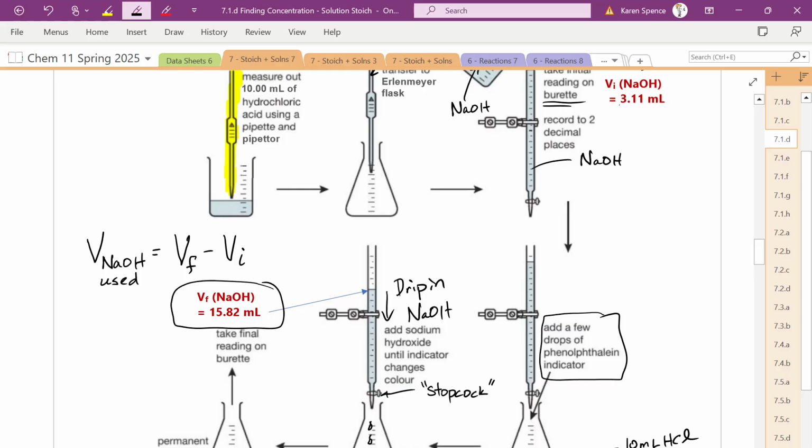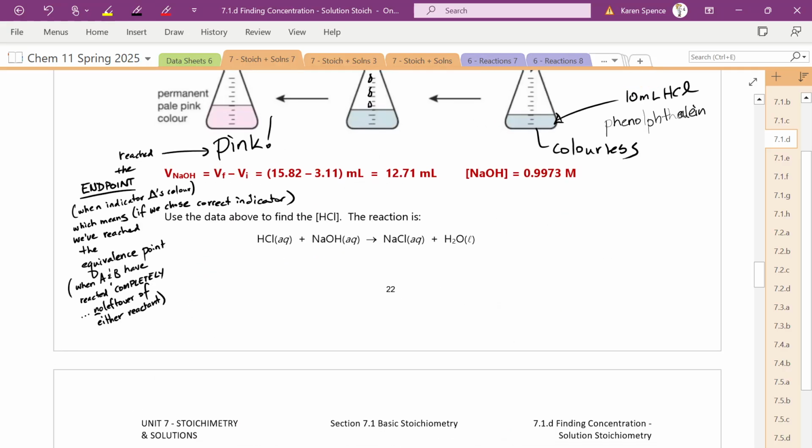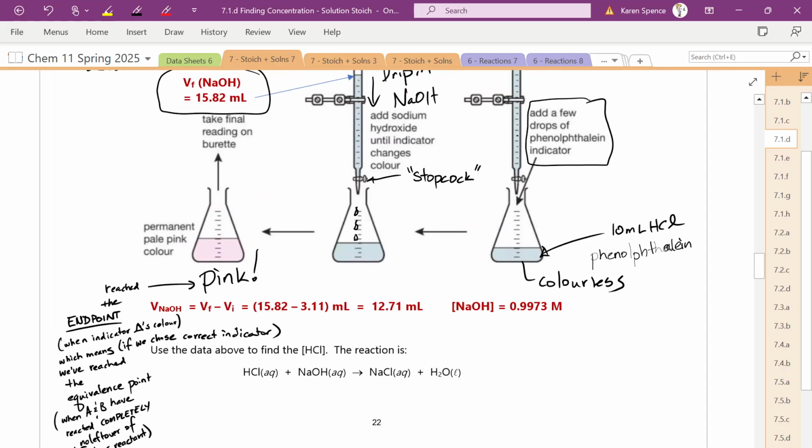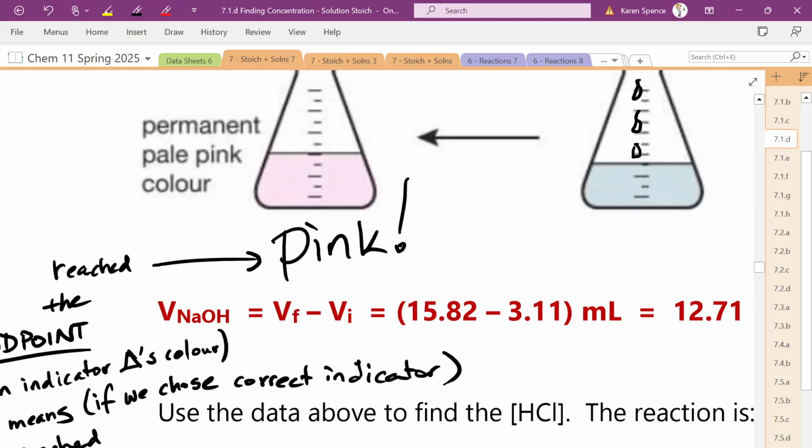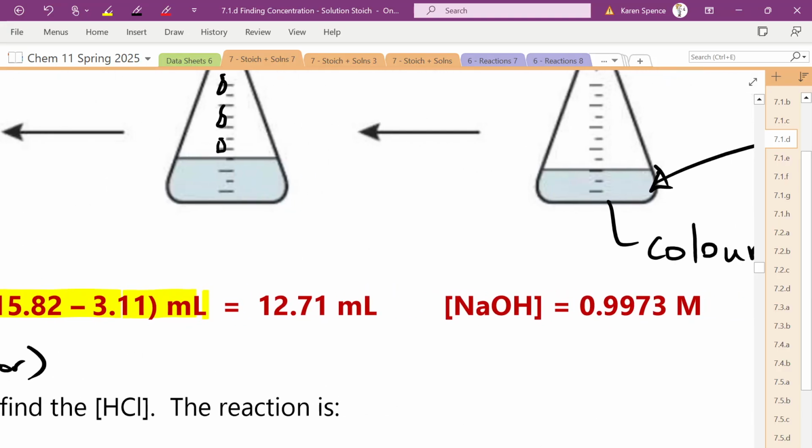I probably have the calculation down at the bottom. Shall we see? No, I don't. Oh, yes, I do. There it is. Our volume of our NaOH is equal to VF minus VI. We've got 15.82 minus 3.11 milliliters, and we get 12.71 milliliters. And somewhere on the bottle of NaOH, it will give you the concentration. Okay, somebody has measured the concentration of that substance really well, and they're letting you know that it is 0.9973 molar. Okay?